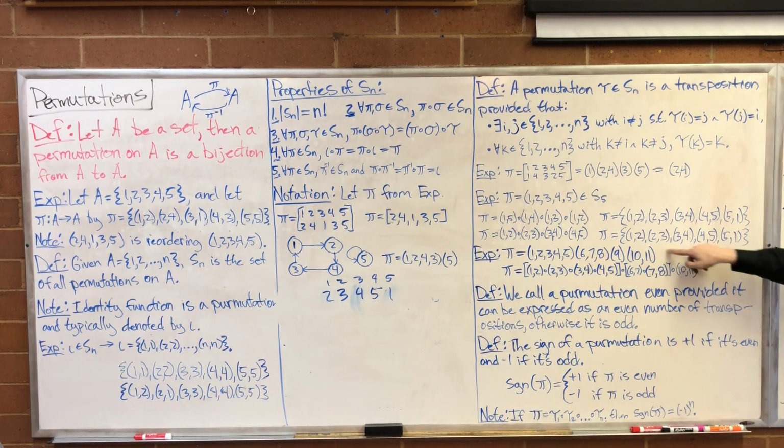So this is how we could represent that with transpositions. There's tons of ways we could represent this with transpositions. This is just one way. There isn't one answer to the question. Make sense? Question. How many transpositions could I use to represent pi?